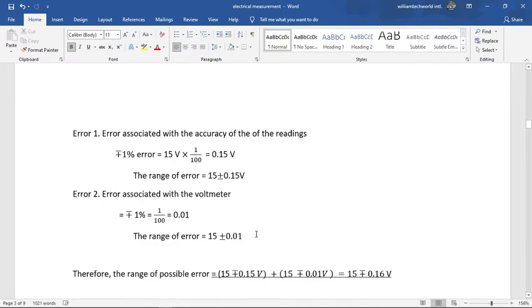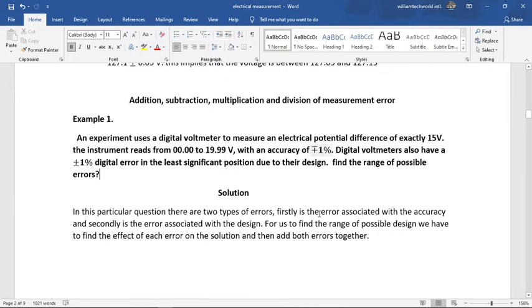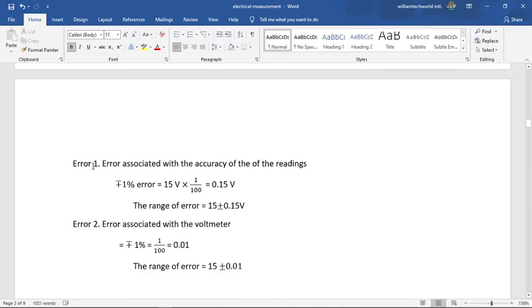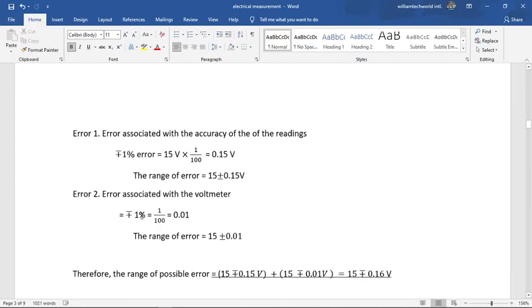Now, the error associated with the voltmeter, also in the question, we can see that it's plus or minus 1% also. So we convert this 1% to the actual error. So now 1% is equal to 1 over 100, which is 0.01. Because this is an error associated with the voltmeter, it was added to the accuracy error. So now we got 15 volts, which is 15 plus or minus 0.01.